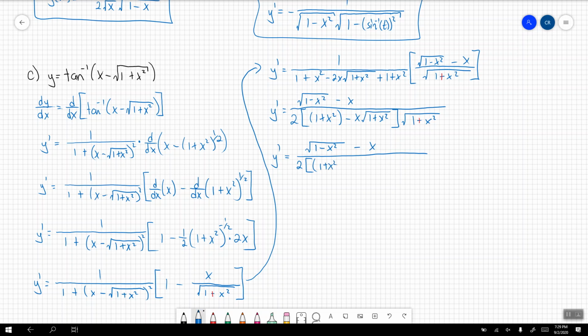1 plus x squared, there we are. And again, that was this first term. It actually looks really nice, and I'm going to show you why. What I'm going to do for the terms in the parentheses is factor out the square root of 1 plus x squared from both of these terms.